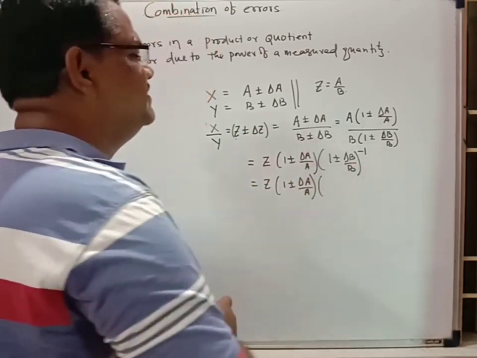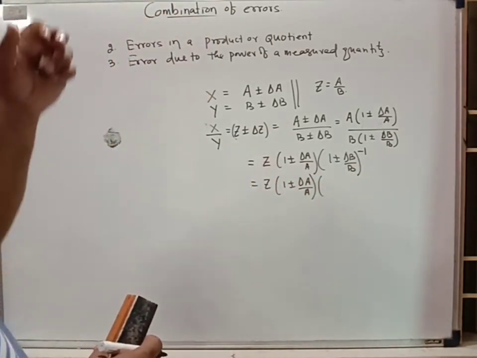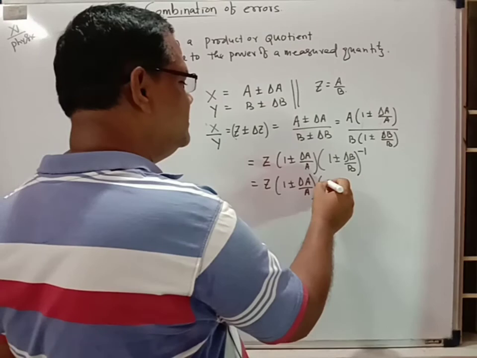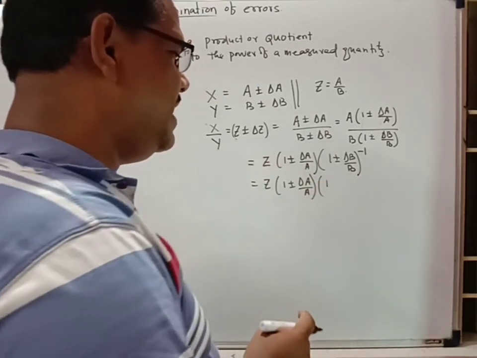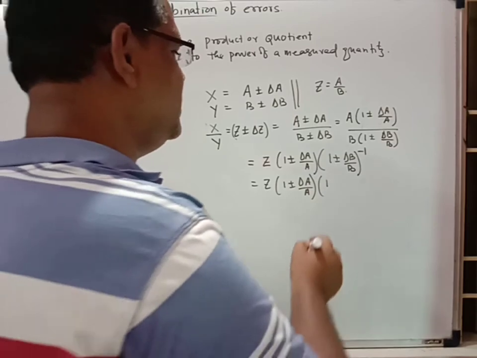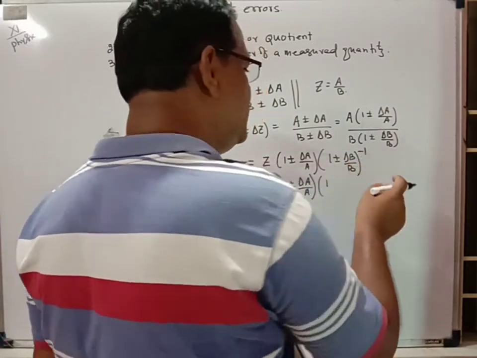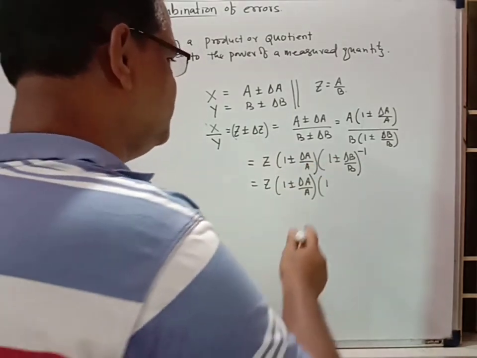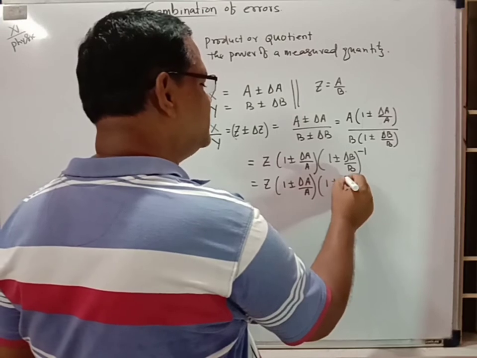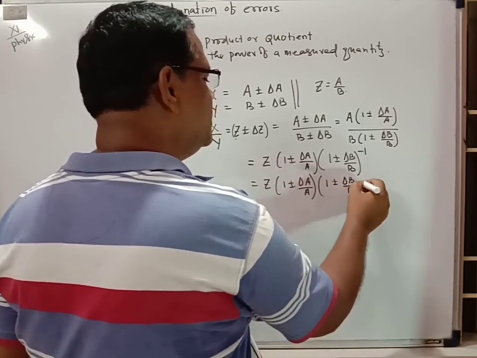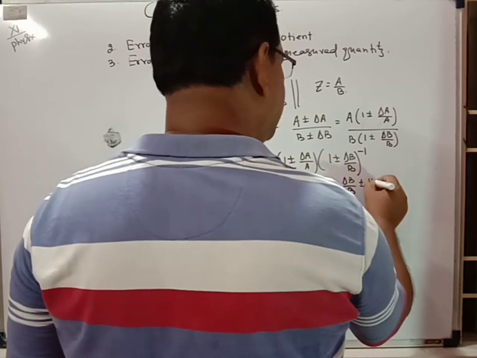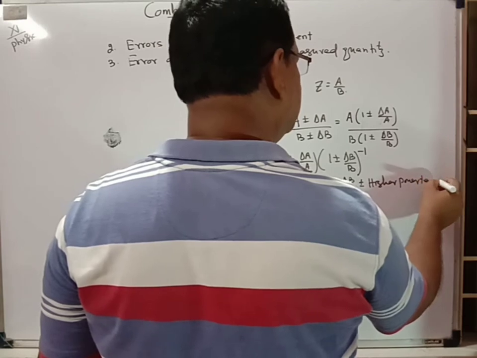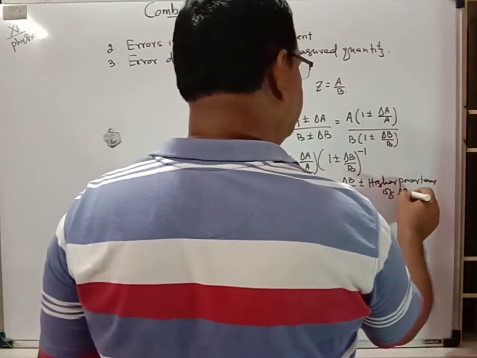If you expand it, what will be the expansion? Because you know from the binomial expansion, a to the power n, that is 1, a to the power n plus n into a to the power n minus 1. If the minus is coming, that is also plus or minus. You are finding plus or minus ΔB/B, plus or minus the higher power terms of ΔB/B.